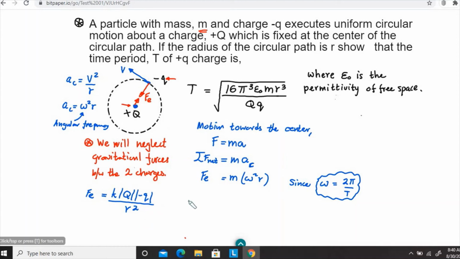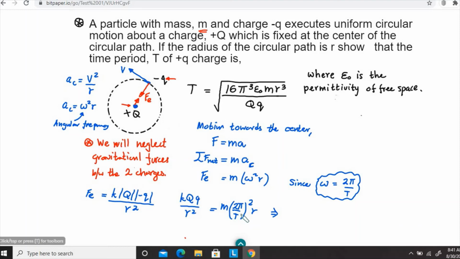So I'll simply substitute that over here. The negative sign falls off because we are just considering the magnitudes. So I'll have k Q q over r squared, and then I'm going to make the substitution for omega. Omega is 2 pi over T. I square the entire thing times r. Now I need to solve for the time period, or T. So now the physics is done. Now I am going to use some algebra to simplify this expression.